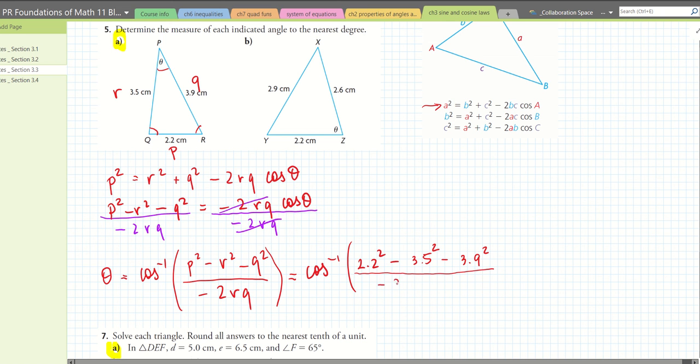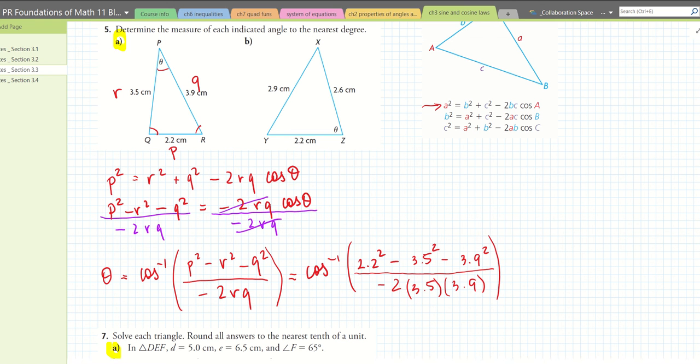Over negative 2 times r, which is 3.5, times Q, which is 3.9. Okay, I'm going to put all of this inside of the brackets. Make sure your calculator is set to degrees. Again, that's the most common mistake. People forget to square things or forget to set their calculator to the proper mode.